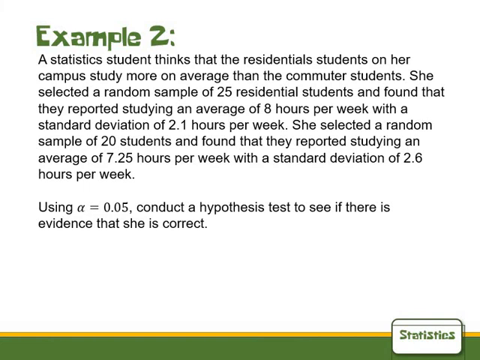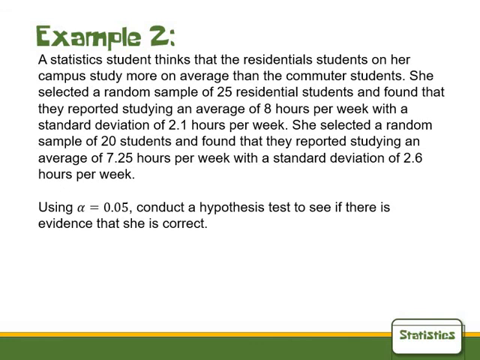We have a sample of size 20 from the commuter students, and we have 7.25 hours per week for the mean and 2.6 for their sample standard deviation. I think I left out the commuter on that sentence there. She selected a random sample of 20 commuter students. I may have made the same mistake on the previous slide. You have the residential and the commuter students.